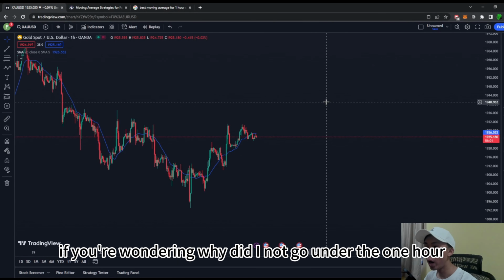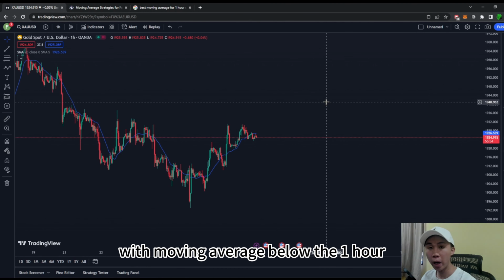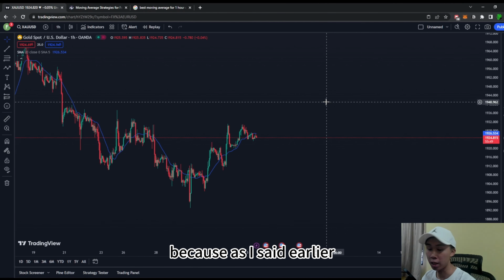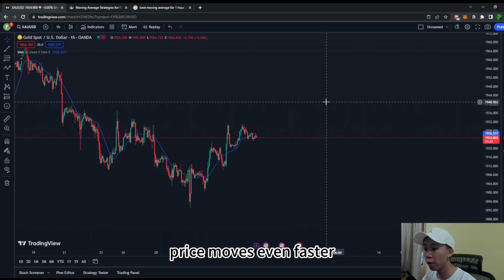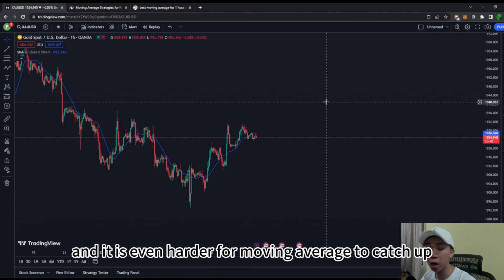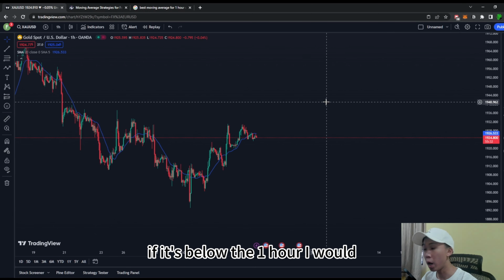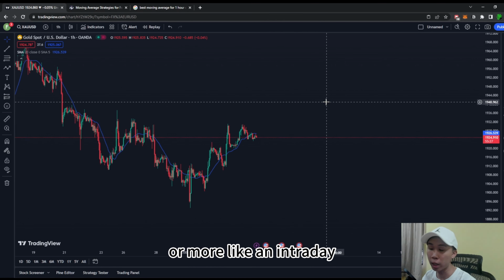If you're wondering why I did not go under the 1 hour time frame, it is because if you want to trade with moving average below the 1 hour, I wouldn't really recommend it because as I said earlier, it is a lagging indicator and the lower you go in time frame, price moves even faster and it is even harder for moving average to catch up, and therefore there could be a lot of false signals. If it's below the 1 hour, I would almost consider it as scalping or more like intraday.